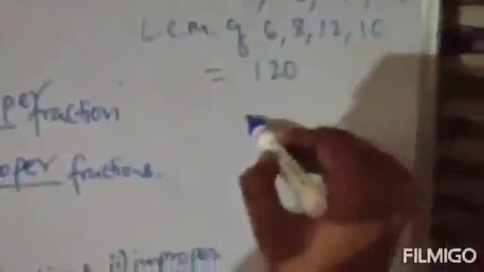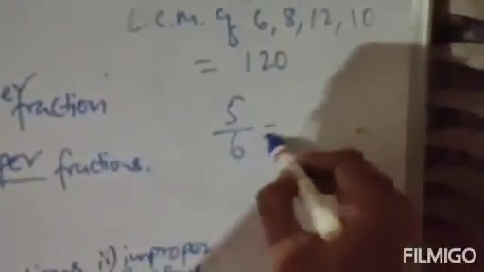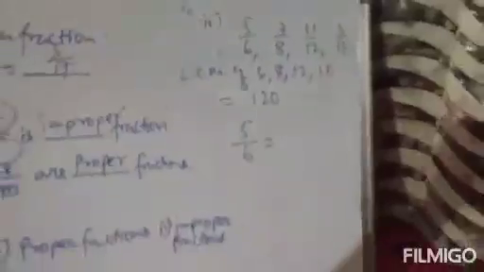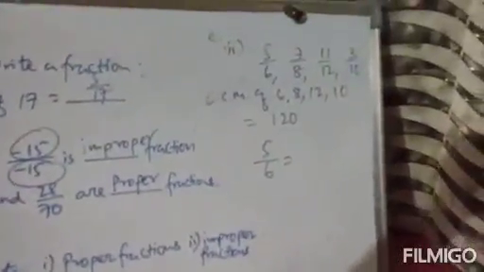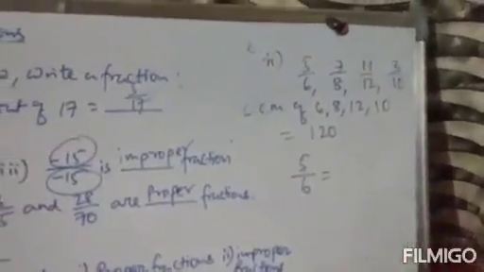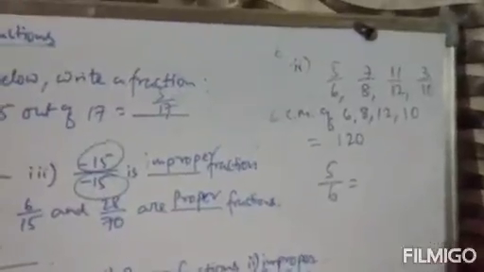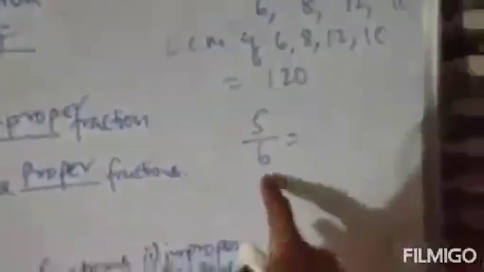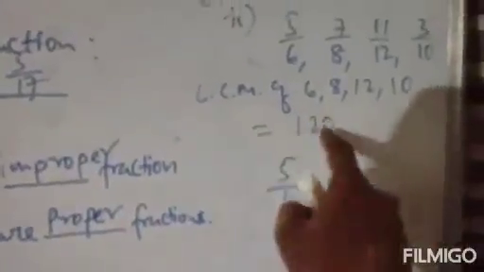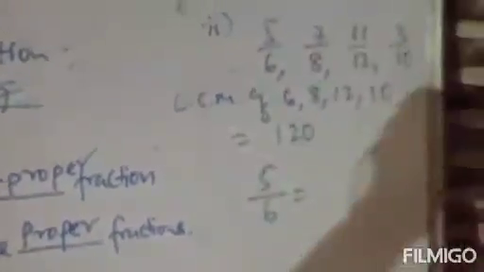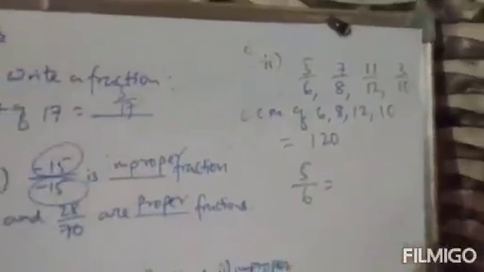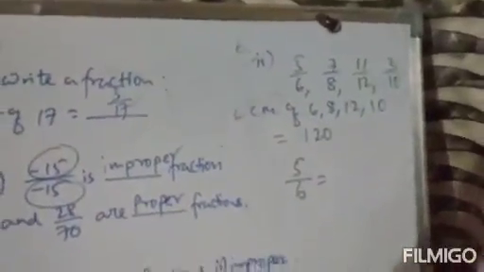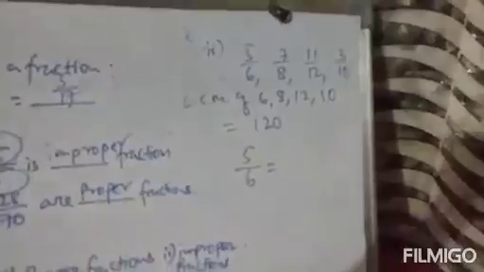Now we will convert. Let me say the first fraction is 5 by 6. Clear? So we will now divide this LCM by each of the denominators. Listen carefully. The first denominator is 6, that means we will divide 120 by 6. When you divide 120 by 6, your quotient will be 20.